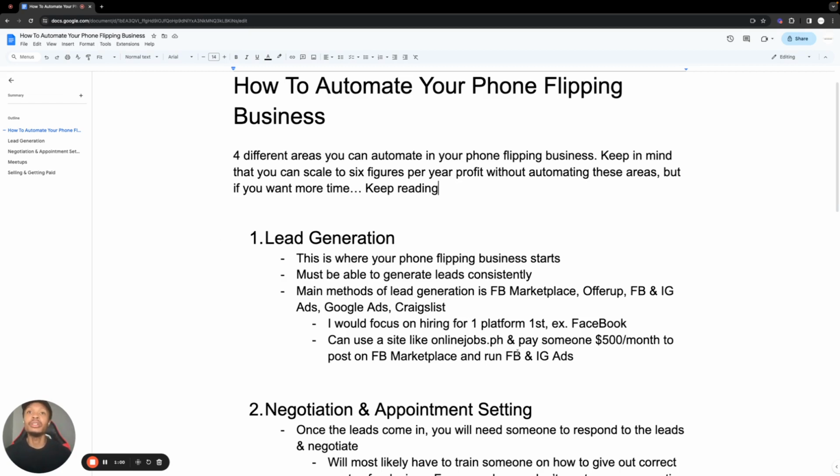And to hire someone, you can use a website like onlinejobs.ph. That's where we hired our first VA from. And you can pay someone like $500 per month, and you can get them to post on Facebook Marketplace and run the Facebook and Instagram ads for you. Okay, so that would be the first part of the puzzle.